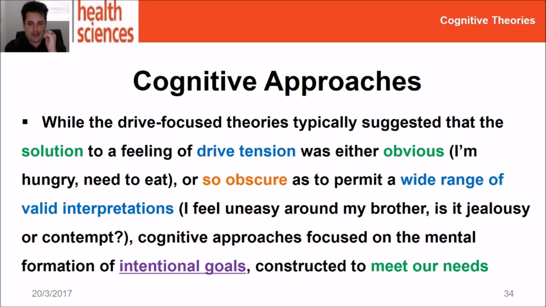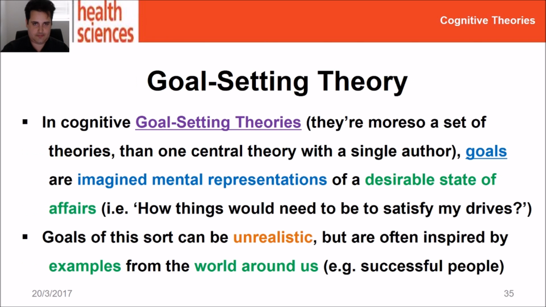So again, this is all about intentional goals. This is about how we decide what we're going to do, decide what we value, and then figure out ways to make it happen. So the most basic form of these are the goal-setting theories. Sometimes it's referred to just as goal-setting theory, but that would imply that it's a singular theory that had only one author once upon a time or something like this. But there were a bunch of theories that all basically said the same thing at the time.